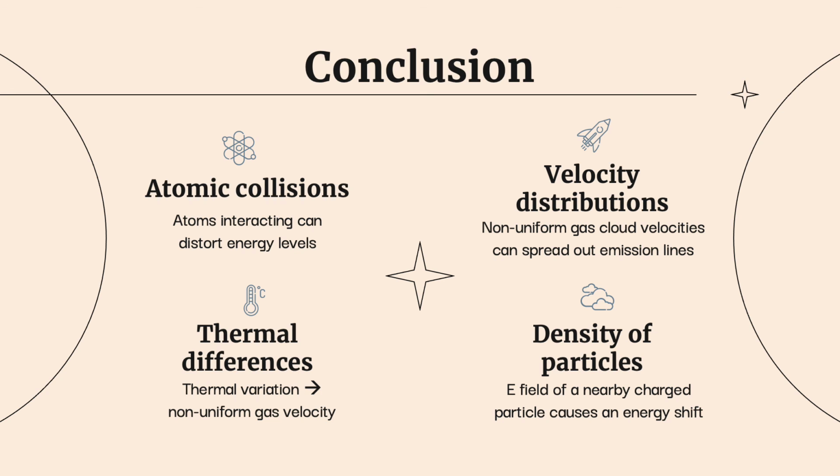Random velocities of atoms in a gas cloud, or the motions of atoms in a rotating body that are not uniform due to thermal differences, can cause spreading out in emission lines. And external electric fields from accelerating particles can also have an effect on allowed energy values.